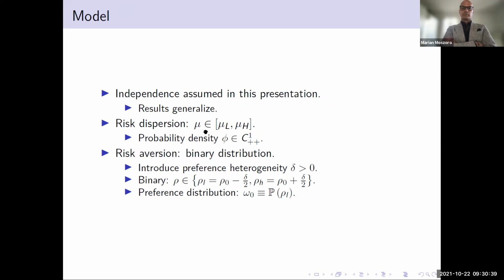So the risk dispersion is going to be in an interval, mu L to mu H, which has a prior distribution phi, a smooth density. Risk aversion is a binary distribution, right? So we have two levels of risk aversion, low and high, which is centered on rho naught. And we're going to refer to delta as this preference heterogeneity dispersion between the low and high risk aversion. So the preference distribution is omega naught, which is the probability of low risk aversion, right?